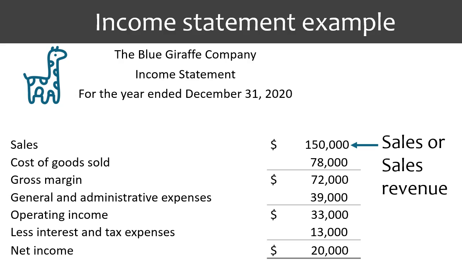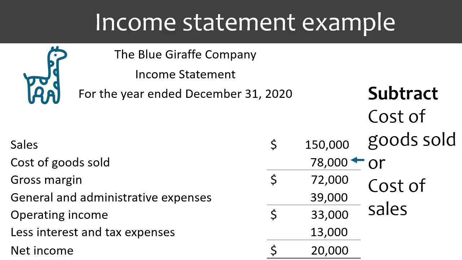The first line in the income statement after the headings is sales. It can also be referred to as sales revenue, service revenue, or something similar. The next line will be cost of goods sold for a retailer or manufacturer. A service company would show cost of sales rather than cost of goods sold.